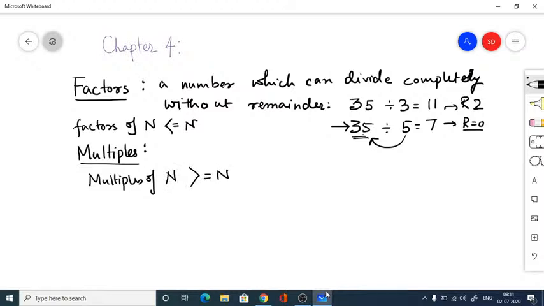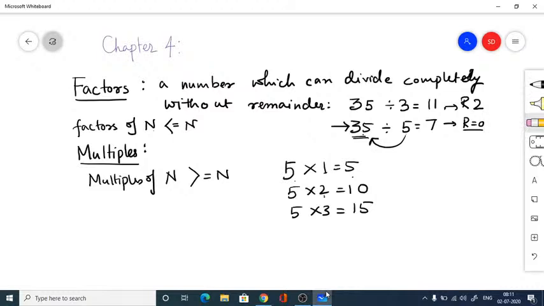How? Multiple means how many times. Suppose you are given 5. So 5 into 1 is 5, the first multiple of 5. Then 5 into 2 is 10, the second multiple of 5. Then 5 into 3 is 15, the third multiple of 5. Multiples means you multiply and you get a greater number. So this is the concept of factors and multiples.